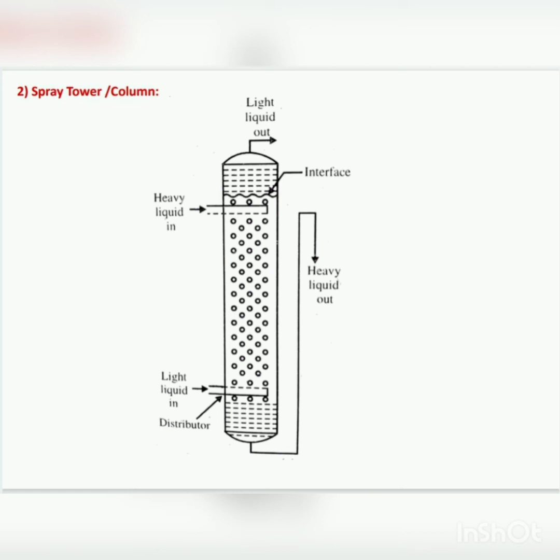A light liquid is introduced at bottom and distributed as small drops by nozzles. The drops of light liquid rise through the mass of heavy liquid, which flows downwards from the top as a continuous stream. The drops are collected at the top of the tower. The heavy liquid leaves the bottom. Light phase is dispersed and heavy phase is continuous, or this may be reversed.